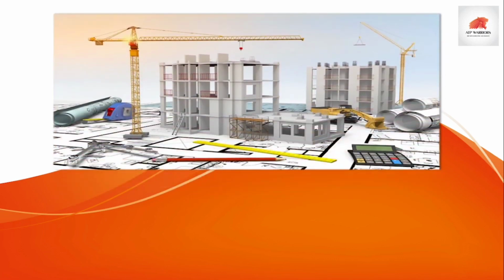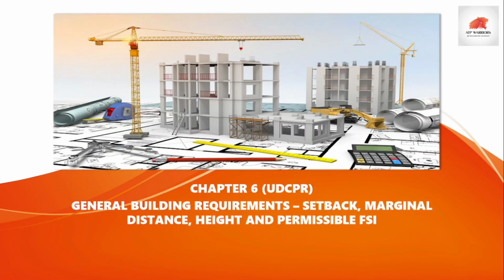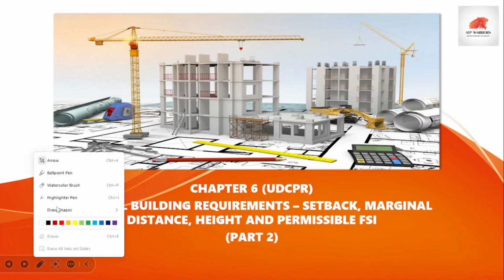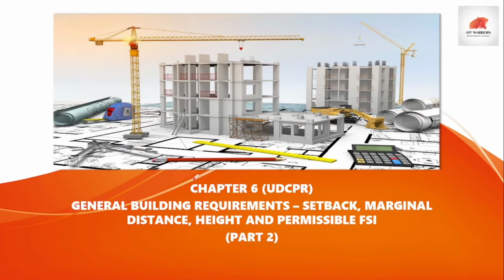So without wasting any time, let's start chapter number 6 of UDCPR, which is nothing but general building requirements, setbacks, marginal distance, height and permissible FSI. This is part 2 of our video, and part 1 is already published on YouTube. You can see that, or I will provide the link in the description.